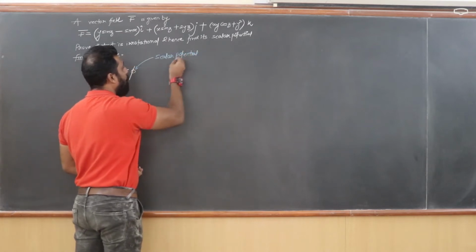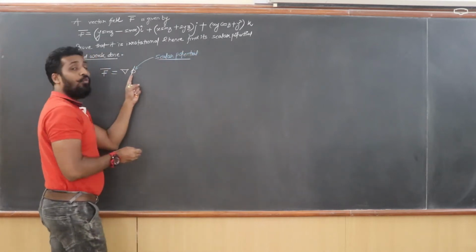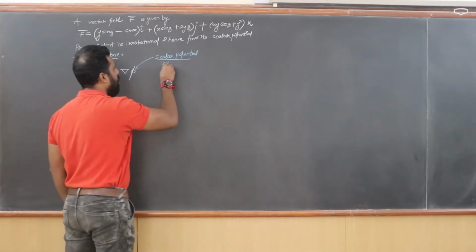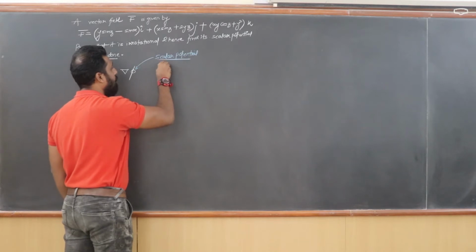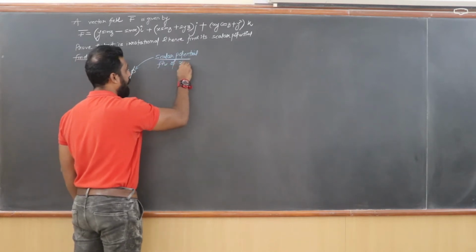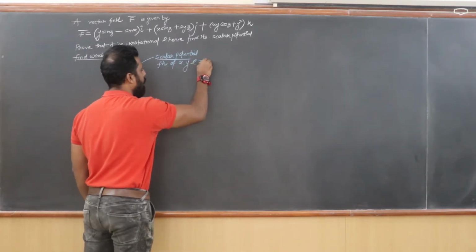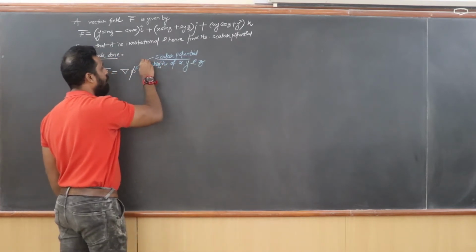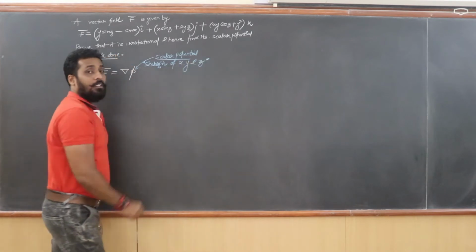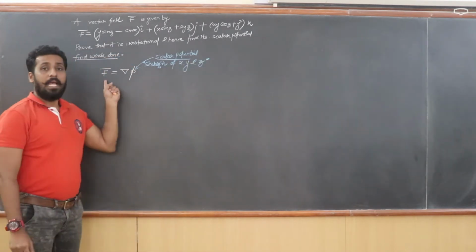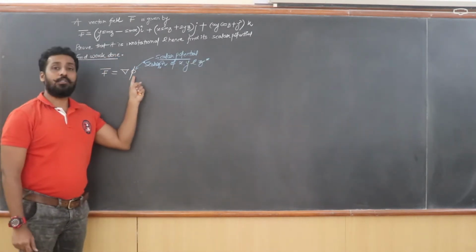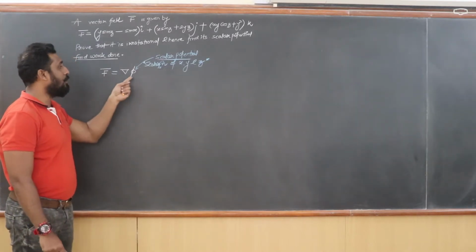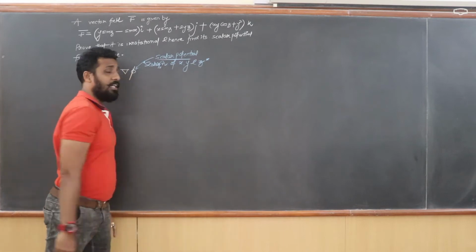Basically, this phi will come as a function of x, y and z. Or I should better say a scalar function of x, y and z. So I'm going to represent F bar through a scalar function of x, y and z. The process of finding this scalar function is called finding the scalar potential.